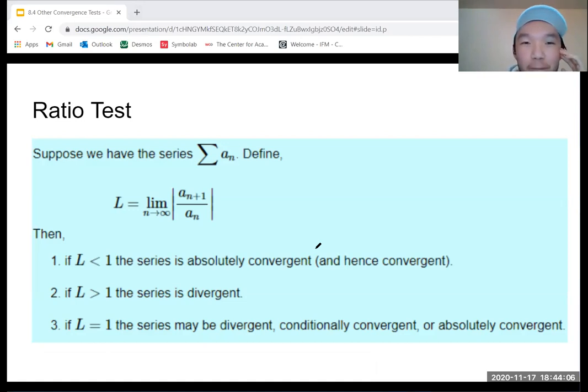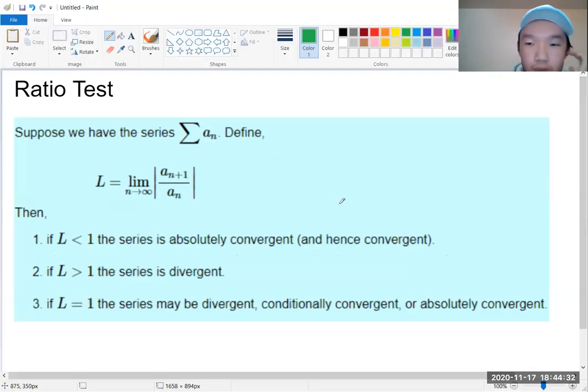So if you have the next term over the previous term greater than 1, what does that tell you about the numbers in your series? Are they getting bigger or are they getting smaller? Yeah, they're getting bigger, right? You can sort of think of it as the common ratio.